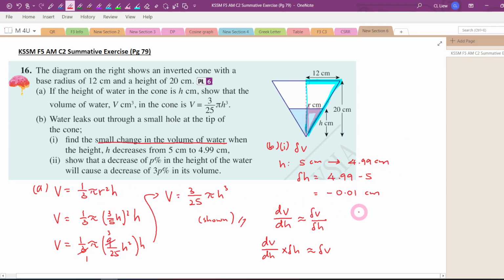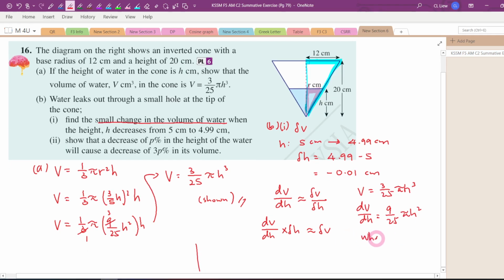So V is equal to this, 3 over 25 pi h cubed. So dV/dh will be 3 brought down, multiplied by 3 over 25, you will get 9 over 25 pi h squared. Now the next step is to get the value of dV/dh. So what h do we need to use? We need to use the initial value of h, which is equal to 5.